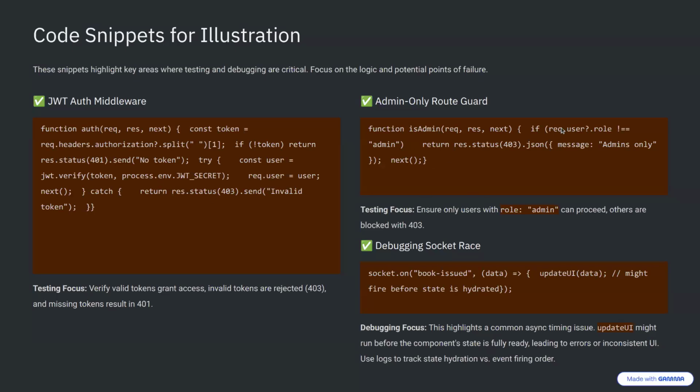Now, as you can see here, we're saying if the user role is not admin, return status code and message "admin only". So you give that alert to the user that you're not admin, so get out of here. So the testing focus here is what? Ensure only a user whose role is admin can proceed. Others are blocked by error 403.